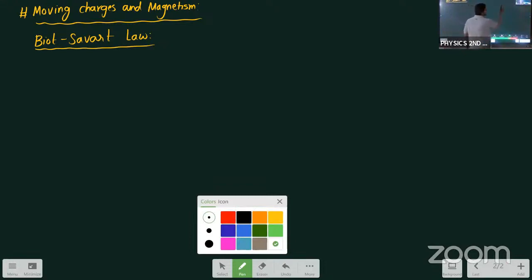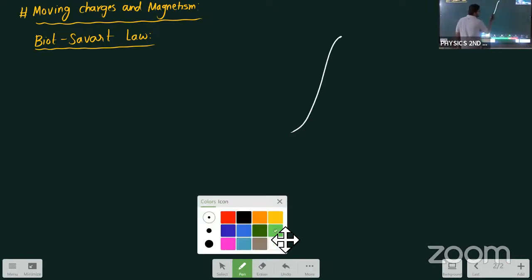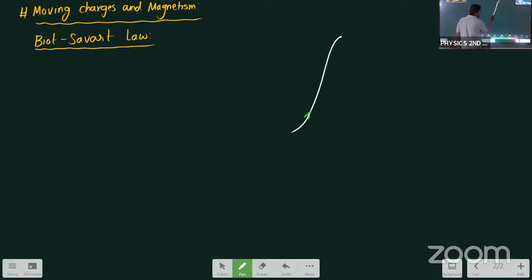Let us consider a current carrying wire. Let us assume this is a conductor. Through this conductor, some current I is flowing. Now, due to this wire, some magnetic field will be created in the surrounding region. Who said this? Oersted said that.